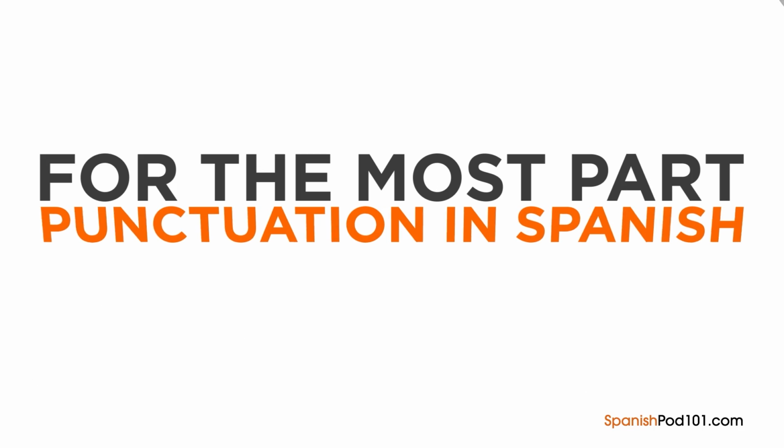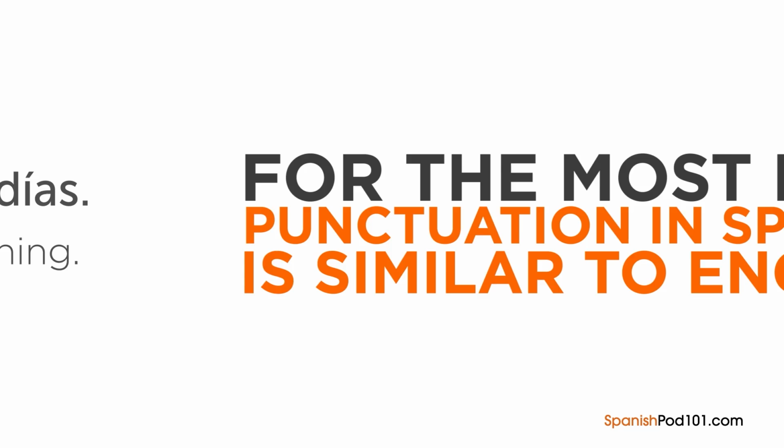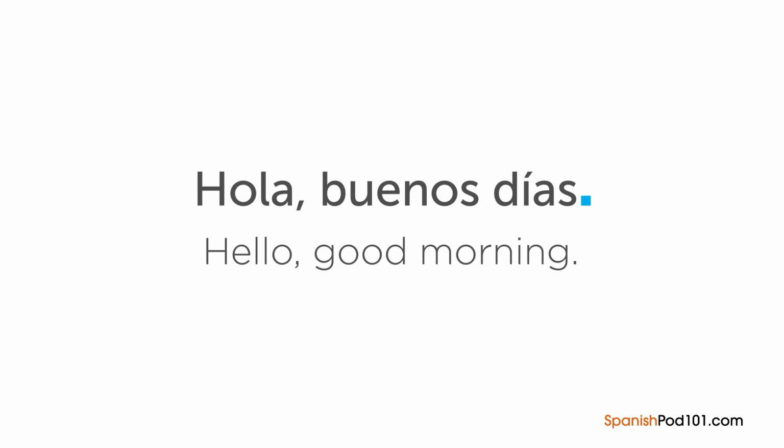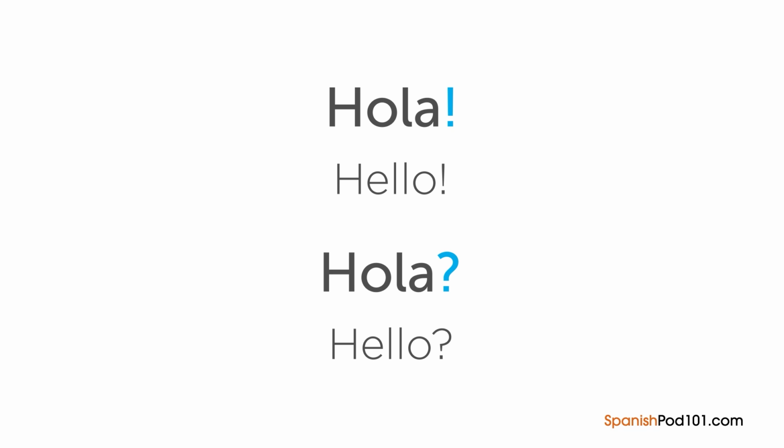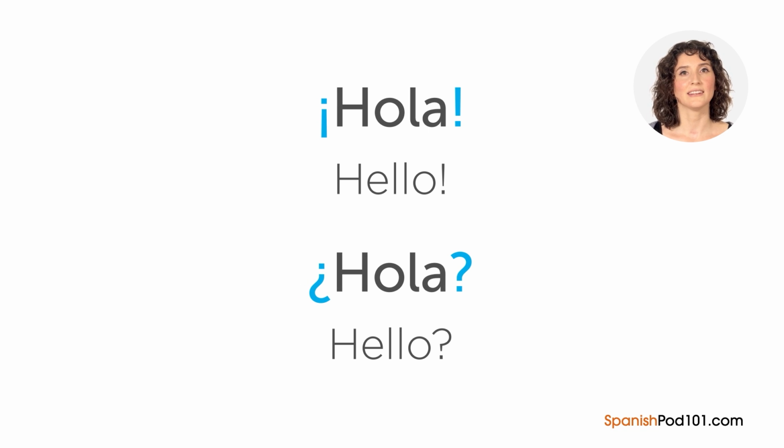For the most part, punctuation in Spanish is similar to English. A period marks the end of a sentence, and a comma indicates a pause. Exclamation and question marks, however, are a different story. In English, we place an exclamation mark at the end of a sentence to denote that it's exclamatory. We do the same thing for question marks to denote that the sentence is a question. In Spanish, however, exclamation marks and question marks must be placed at the end and at the beginning of the exclamatory phrase or question. ¡Hola!